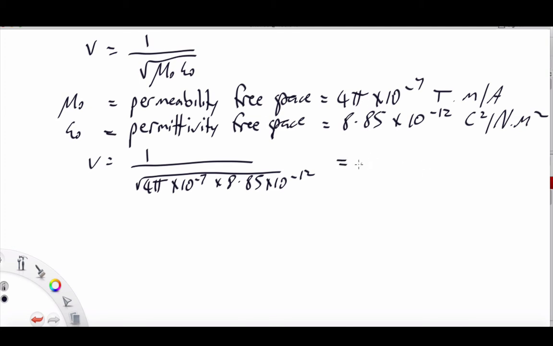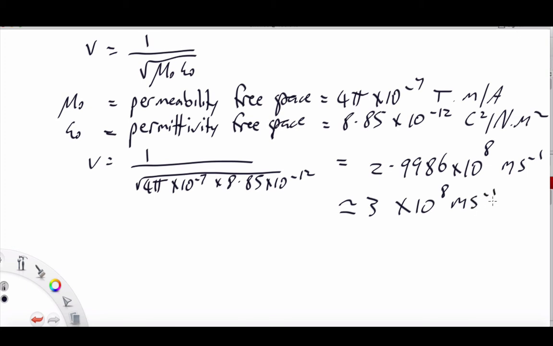That gives me 2.9986 × 10⁸ meters per second. So about equal to 3 × 10⁸ meters per second. So that shows that our wave of traveling electric and magnetic field travels at only one speed if it's in free space, and that speed is the speed of light.